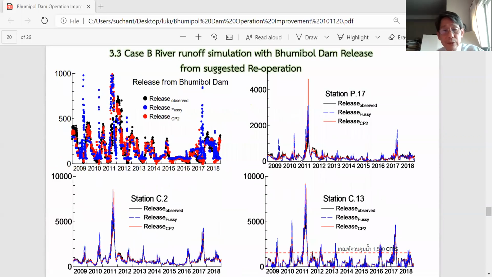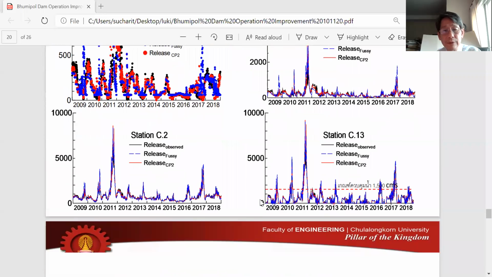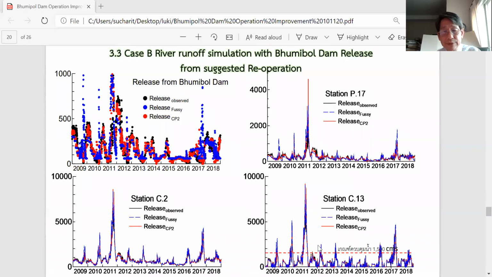From the dam release, we can also bring this release back to the runoff model. So we can estimate the water flow in the main station of the stream with the newly suggested dam release. So for each area, we have some control lines, maybe to control flood. So they can also check whether the dam release can reduce the flood or not.